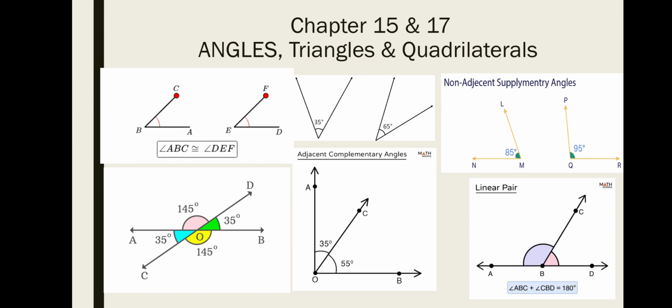So this picture has linear pair ABC and CBD. They are linear pair angles, so their sum is 180. So they are supplementary also and they are adjacent also. Here we can also see complementary angles which are adjacent to each other.